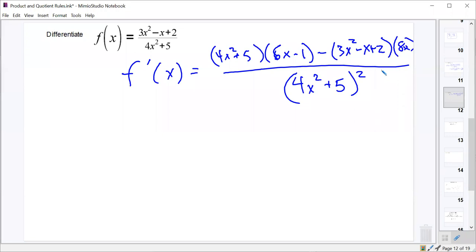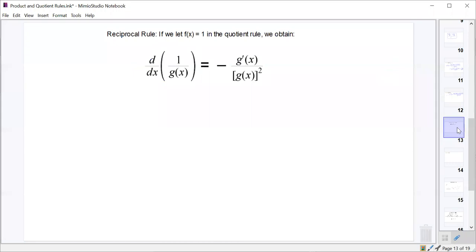Any problems with that? Any issues? If you leave it like this, I have no problem with that. I do not need you to simplify that any further. You might need to. If I asked you, when does this have horizontal tangent lines, you're going to need to simplify your numerator out. But if I don't ask you that, then you don't need to. Sound good? Yep. All right.